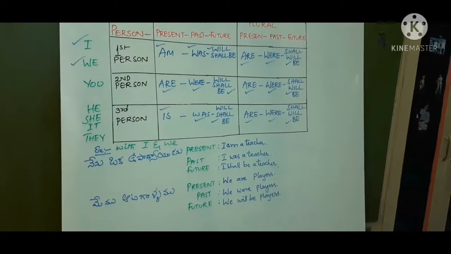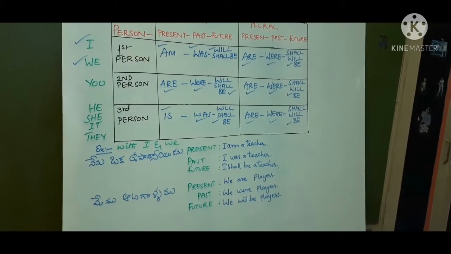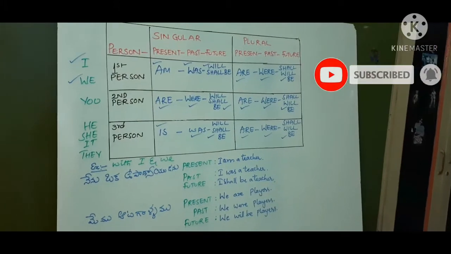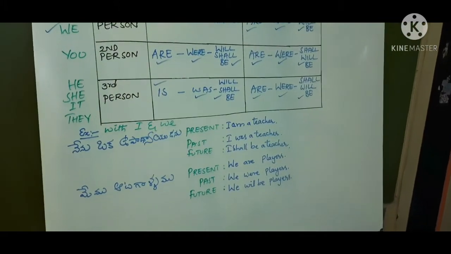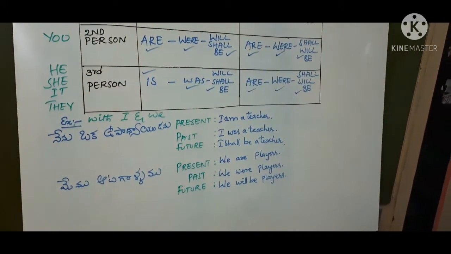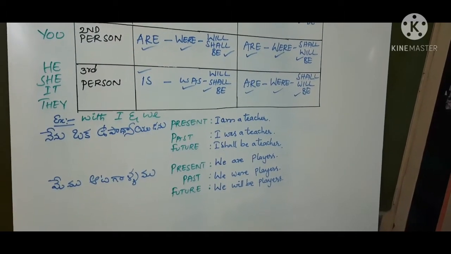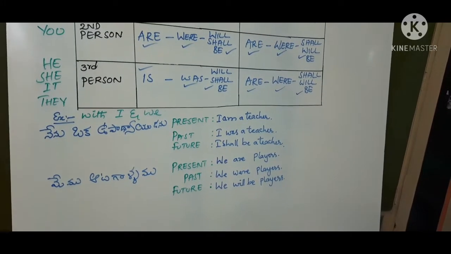Let us see some examples with I and we in a sentence with be forms. 'నేను ఒక ఉపాధ్యాయుడను.' That can be said: I am a teacher, for present. I was a teacher, for past. I shall be a teacher, for future.